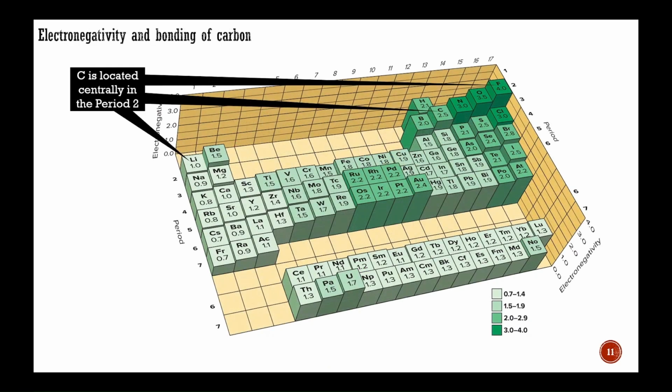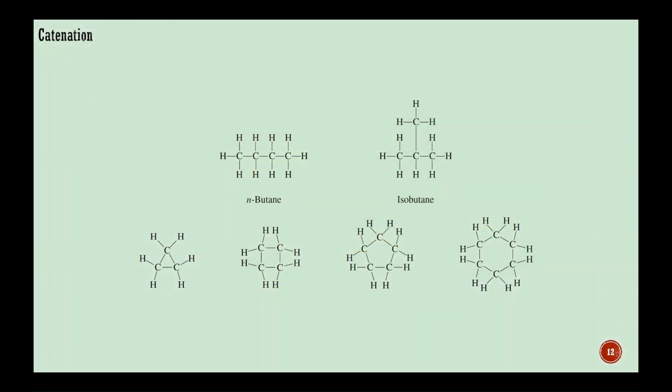On the other hand, being centrally located in period 2, carbon has an electronegativity that is midway between that of the most metallic element, lithium, and the most reactive nonmetal, fluorine. Consequently, carbon forms covalent bonds of varying polarity with many elements across the periodic table. The number and strength of carbon's bonds lead to its ability to undergo catenation, which is the ability to bond to one or more other carbon atoms, resulting in a multitude of chemically and thermally stable linear, branched, and cyclic compounds. Although silicon and several other elements also exhibit catenation, none form chains as stable as carbon's.